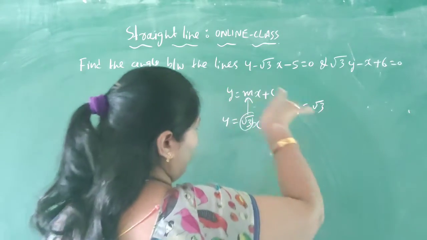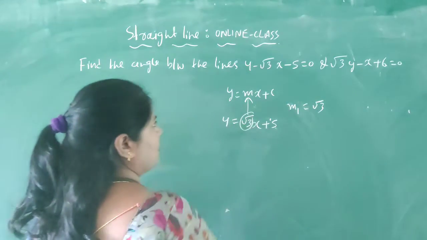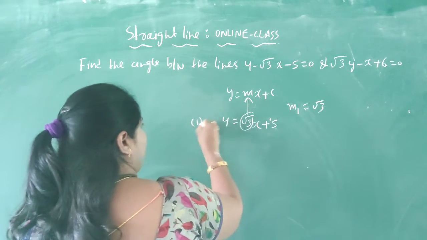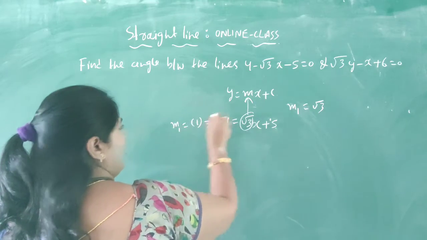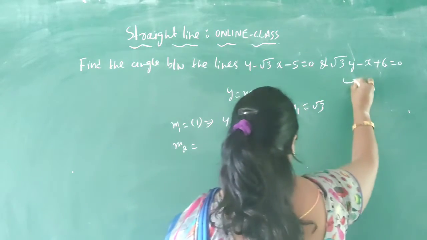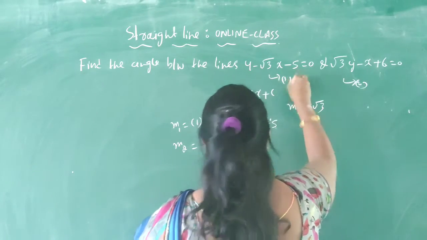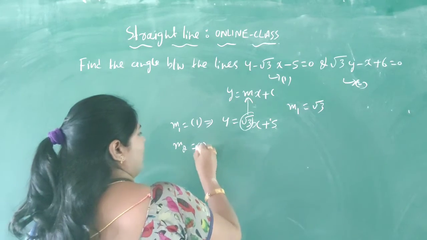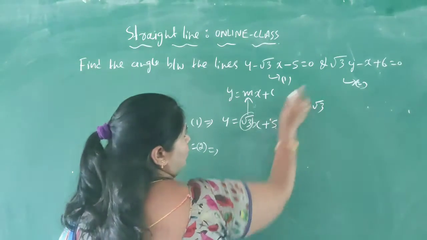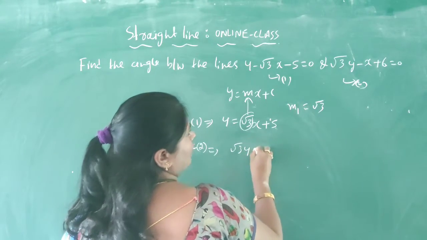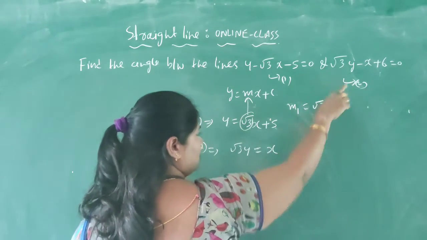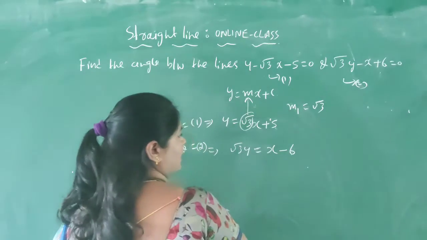Okay. Next, we have to write the equation in the form y is equal to mx plus c. This is called equation 1, that is slope m1. Next one is m2, that is equation 2. So what does equation 2 become? We have to write it in y is equal to mx plus c form. So root 3y is equal to x, and plus 6 becomes minus 6.